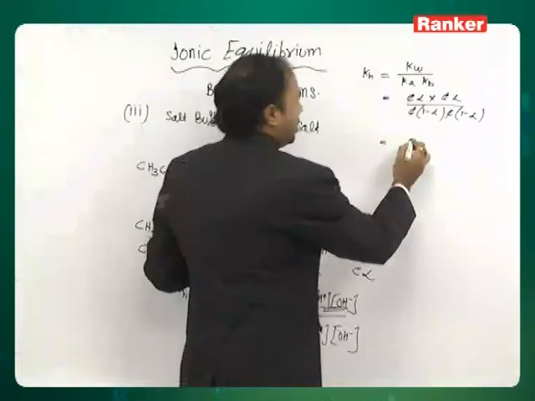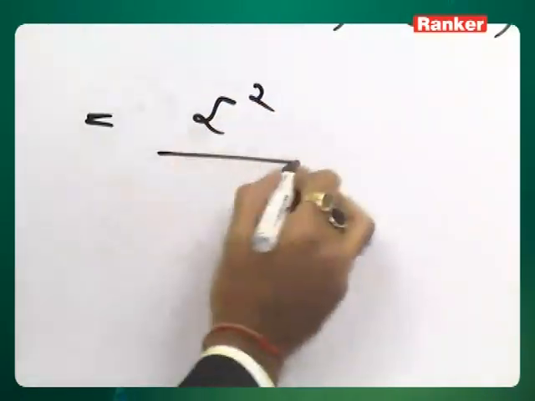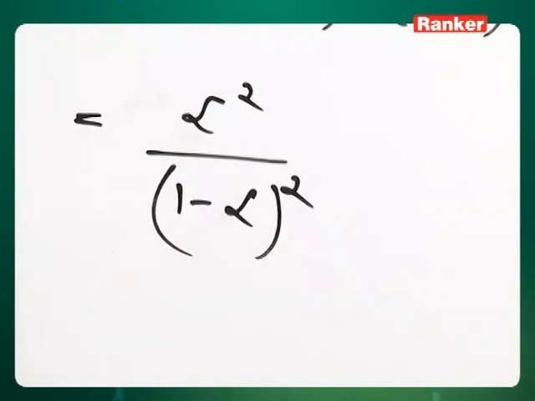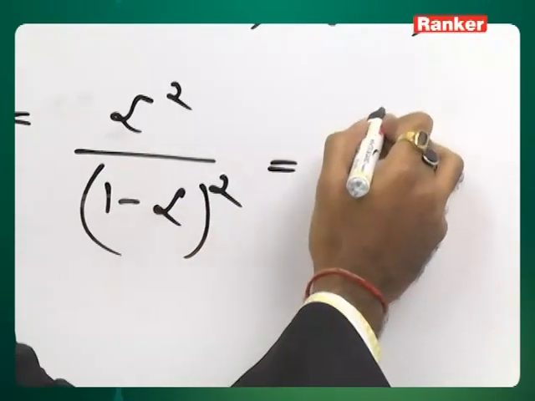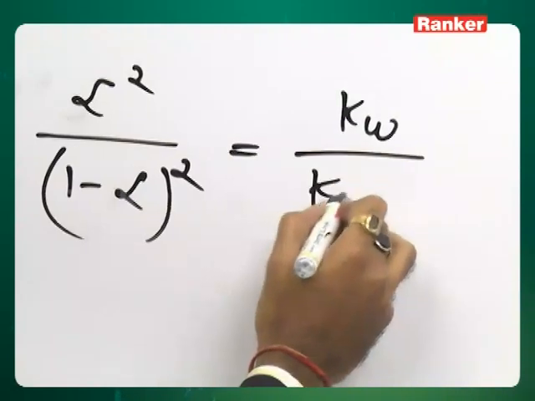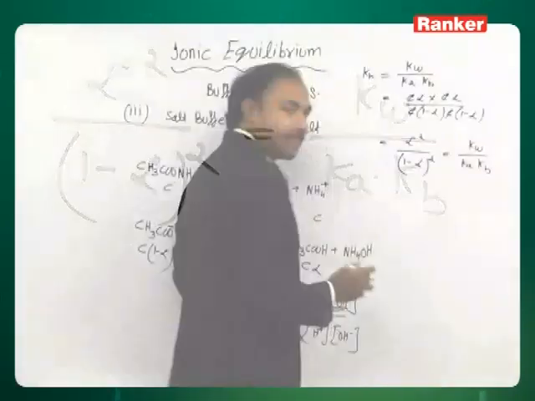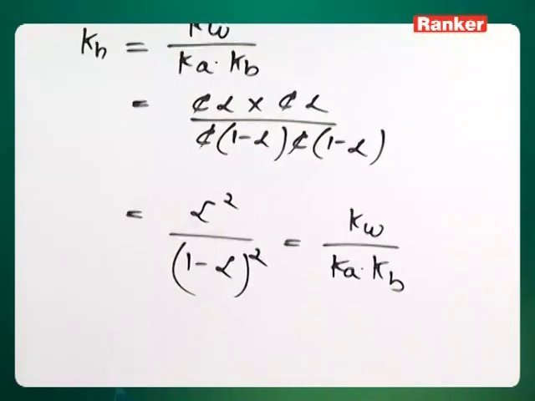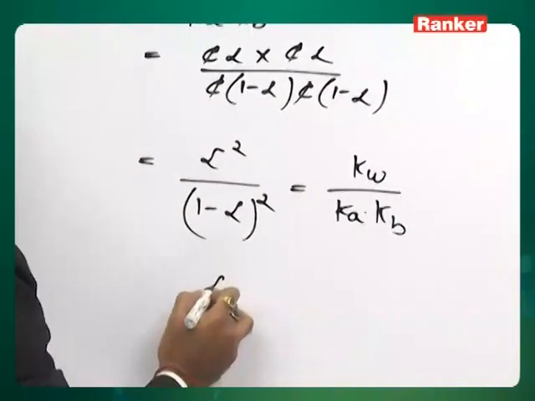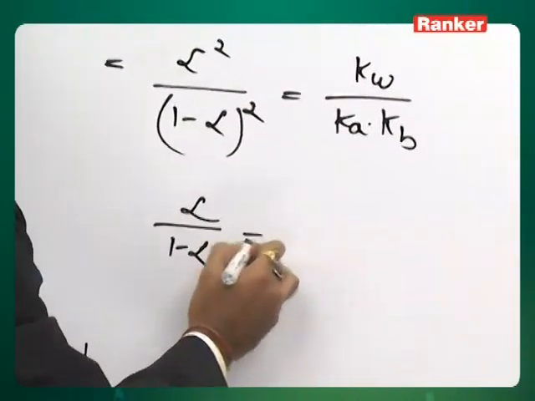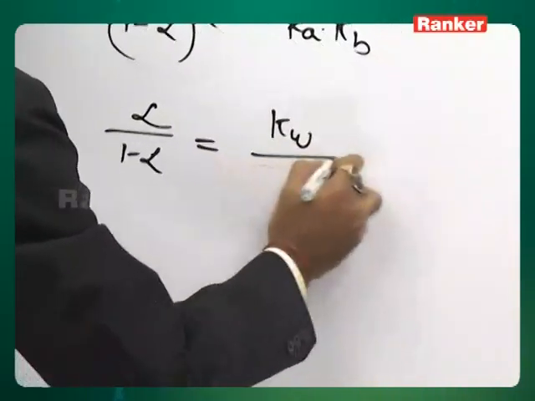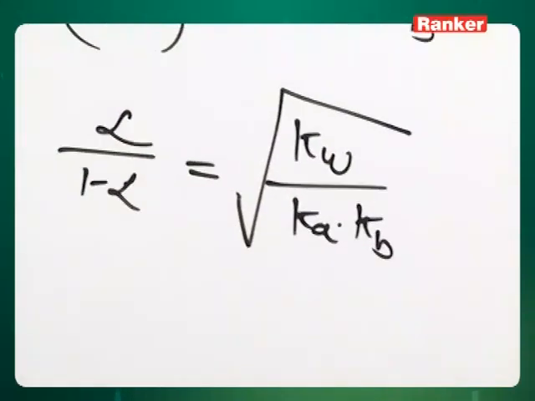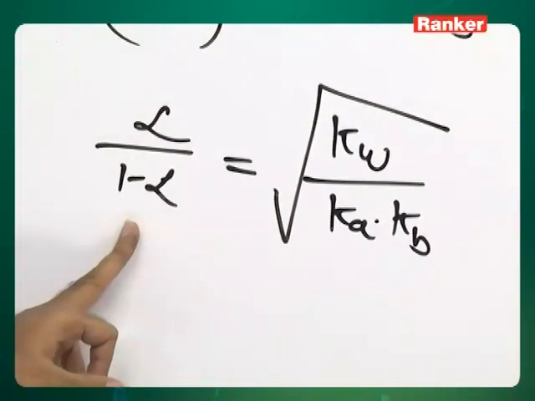So we get here alpha squared upon (1 minus alpha) whole squared, and this will be equal to Kw upon Ka into Kb. Actually in this case there is no need to take approximation, because anyhow this is going to be a simple calculation only. So we get from here that alpha upon 1 minus alpha equals Kw by Ka into Kb under square root, right? If we solve this, we can find alpha.